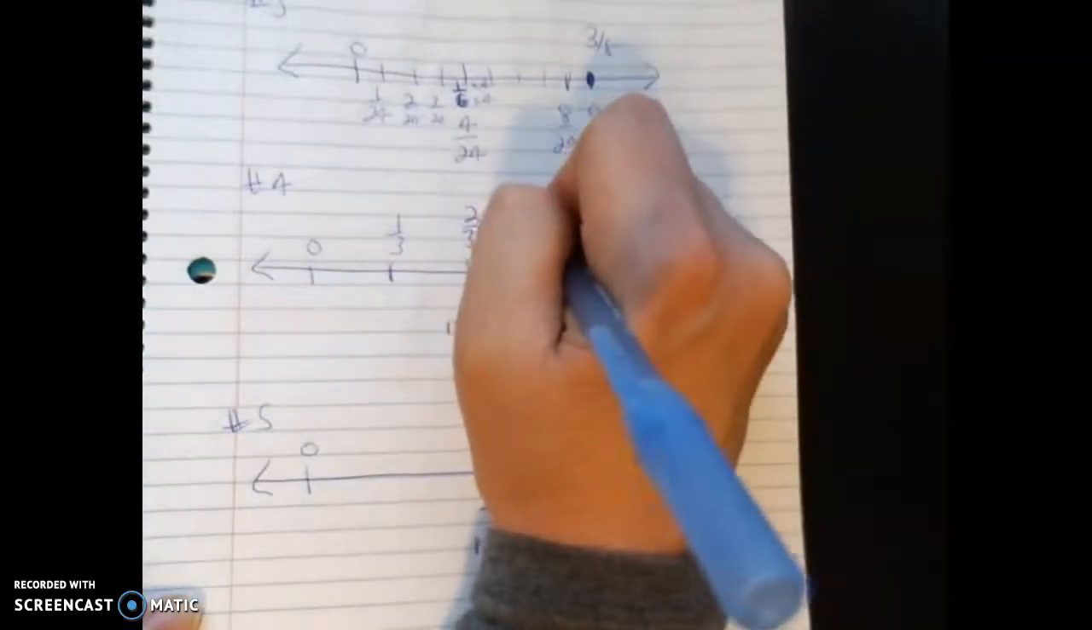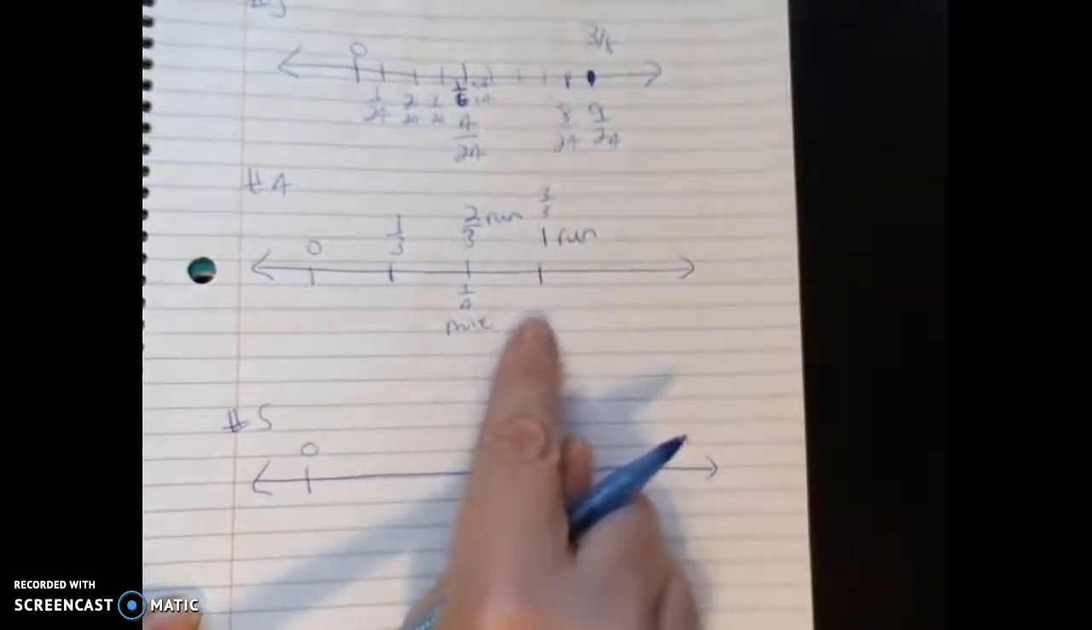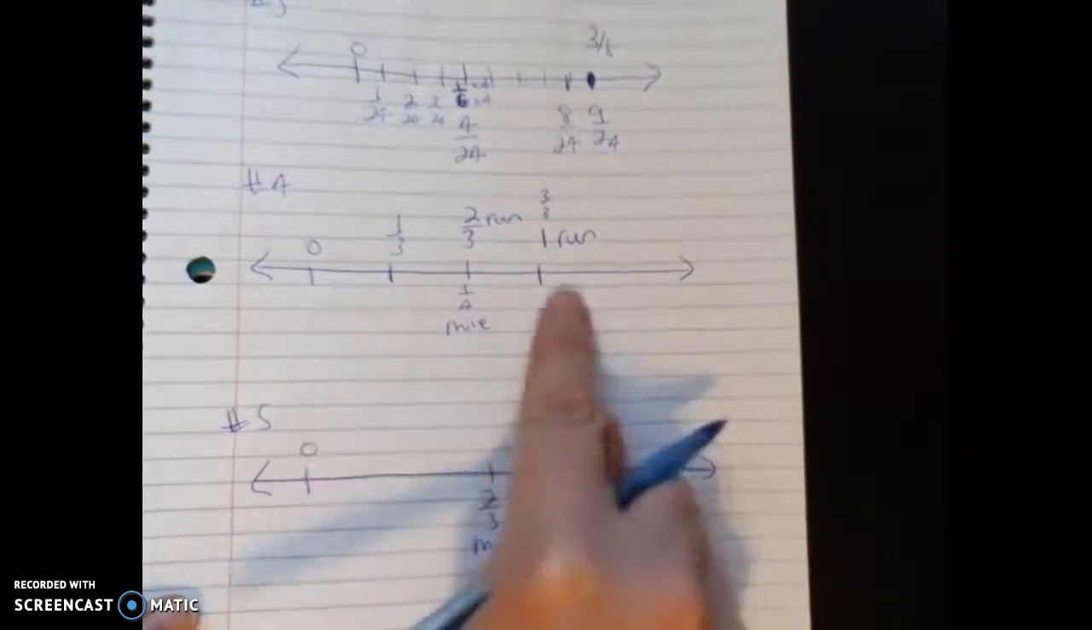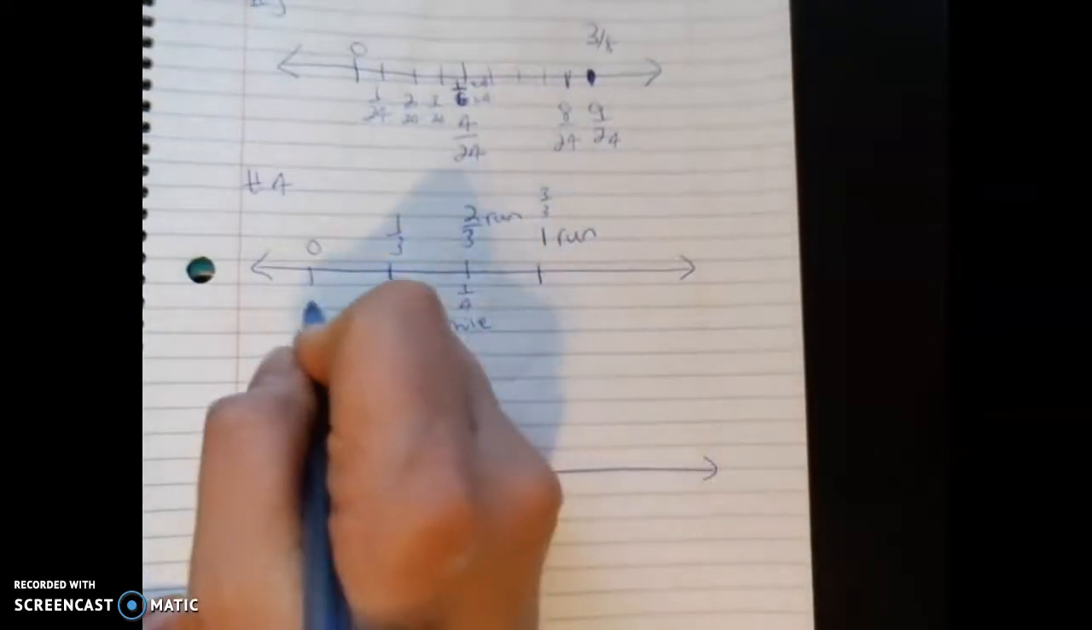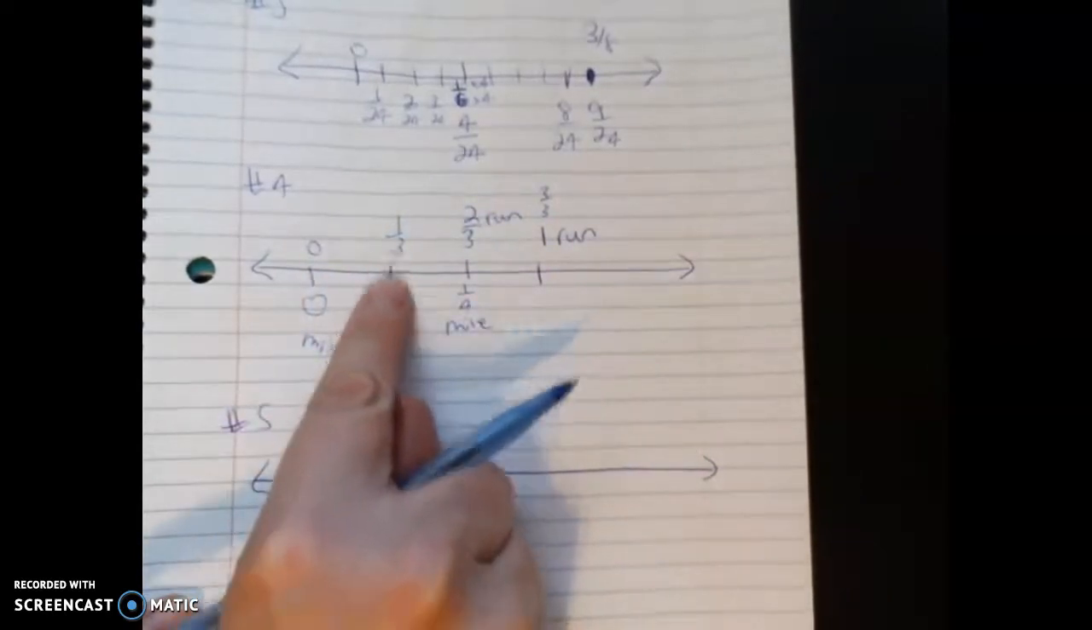And then this is going to be 3/3, which is her whole run. So what I have to do is figure out, okay, what's this? It's kind of like a double number line, we call this. 0 is still here, so this is 0 of a mile. So I've got to figure out what's here.